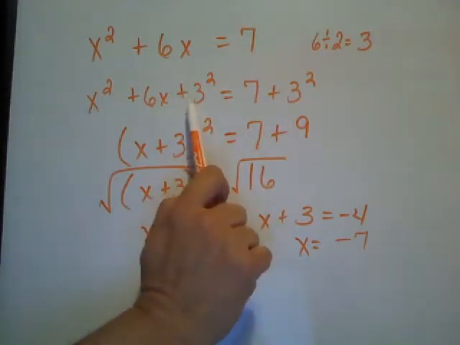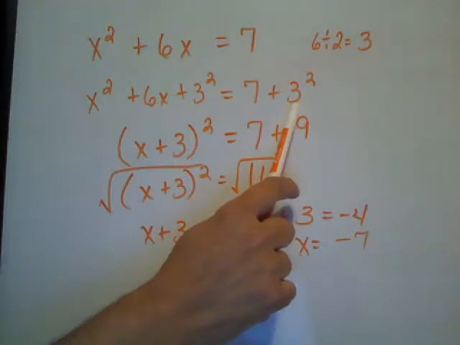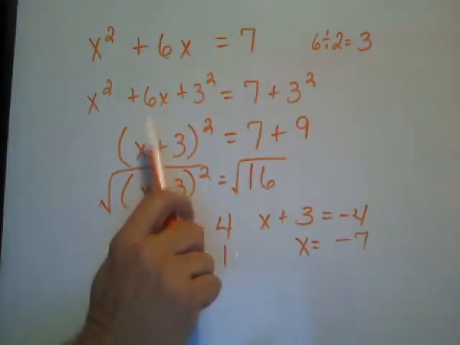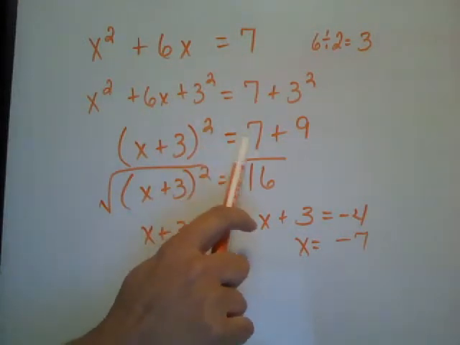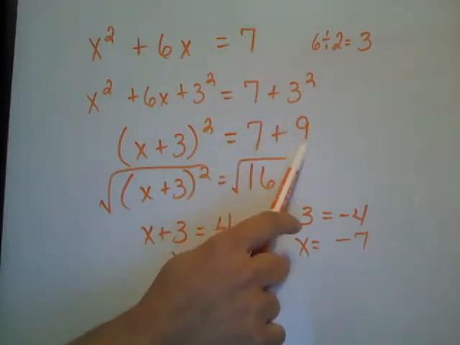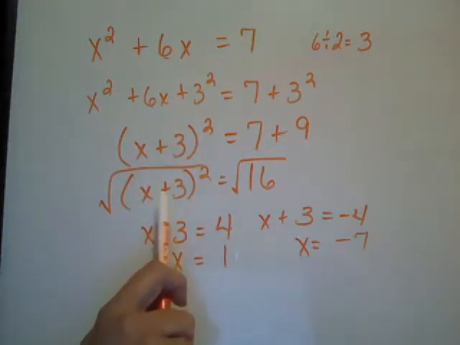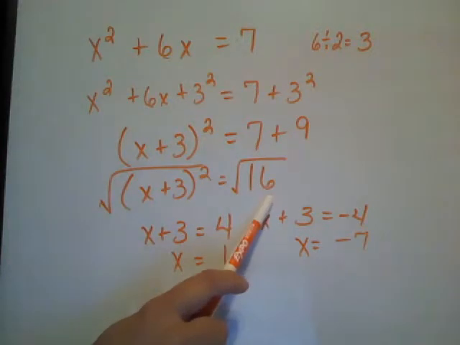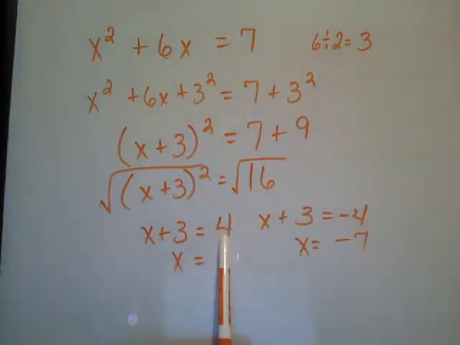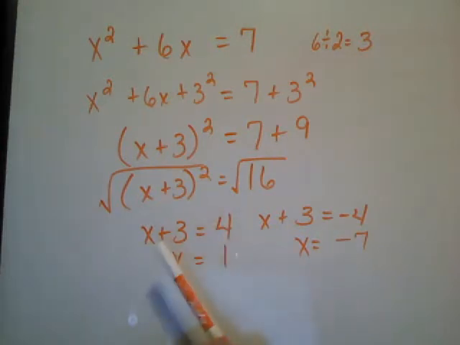Remember, if we do it to the left side, we also need to do it to the right side. Then I can write this as x plus 3 squared equals 7 plus 3 squared, and 3 squared is 9, which would give me x plus 3 squared equals 16. I'm going to take the square root of both sides, which is going to give me a positive 4 and a negative 4. I set them equal to x plus 3. If I subtract 3, I get x equals 1. And if I subtract 3 over here, I have a negative 7.